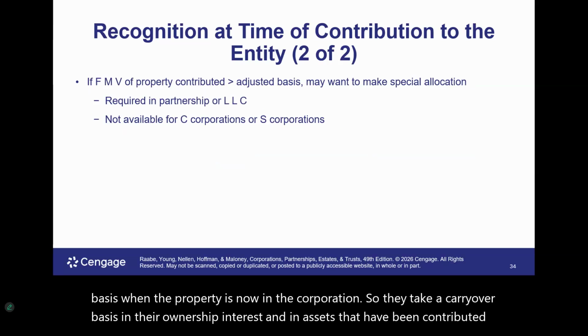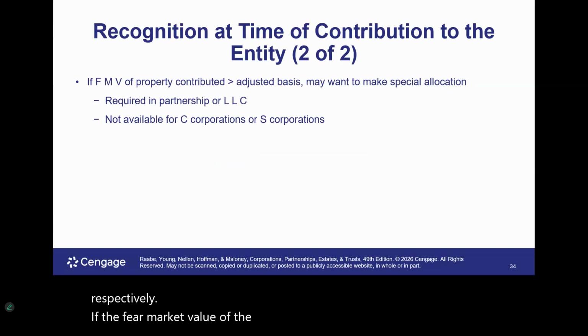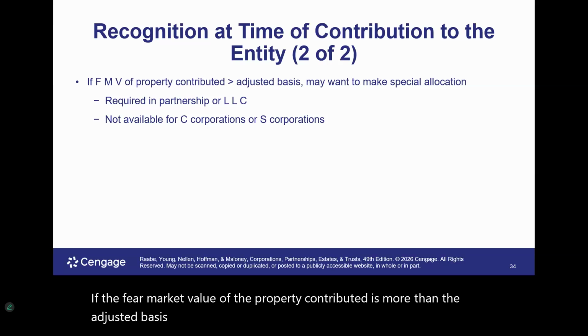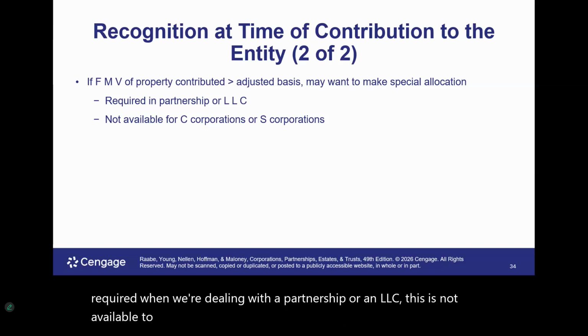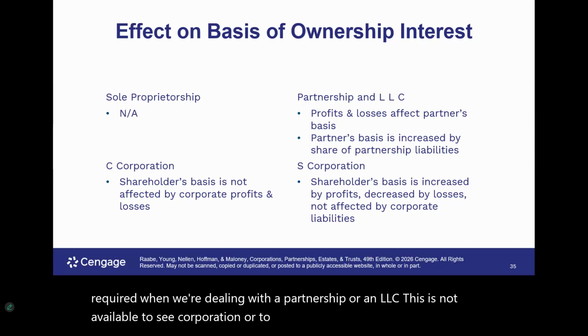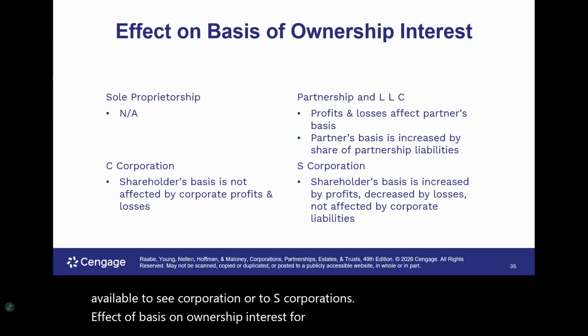If the fair market value of the property contributed is more than the adjusted basis, they might want to make a special allocation. This is required when we're dealing with a partnership or an LLC. This is not available to C corporations or to S corporations. Effect of basis on ownership interest: for sole proprietorships, this does not apply.